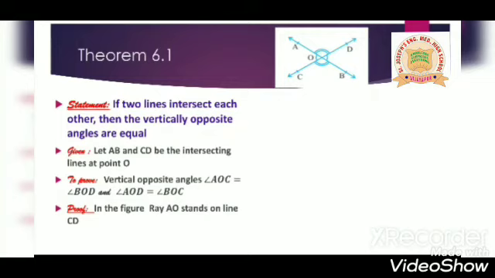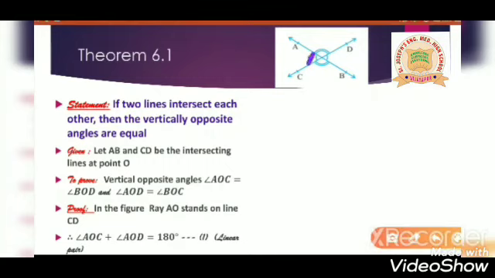Now when it is standing on the line CD, then their linear pair angle sum should be equal to 180 degrees. Therefore we are going to write angle AOC. Now this angle plus this angle should be equal to 180 degrees. We write it as: therefore angle AOC plus angle AOD is equal to 180 degrees. This is why we write linear pair of angles: their sum is equal to 180 degrees because it is standing on a line.